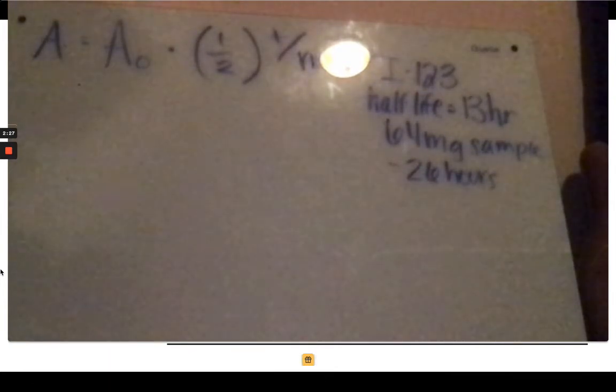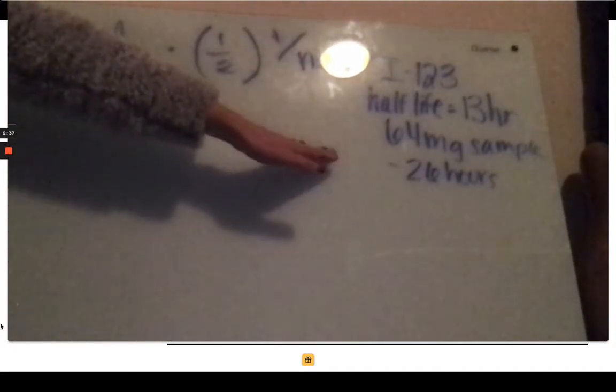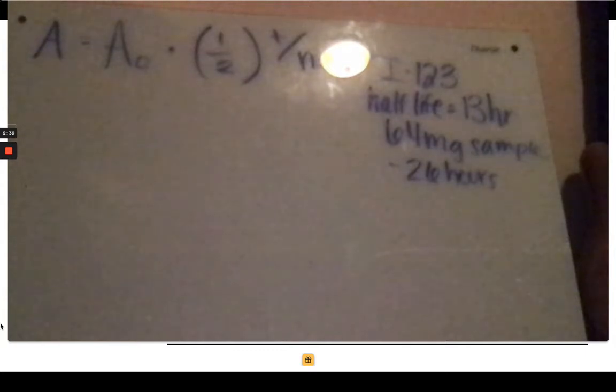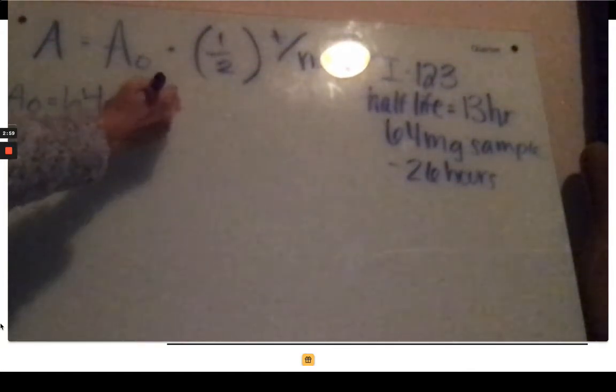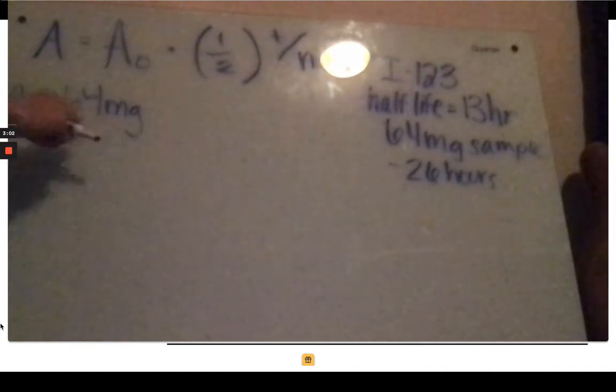So our first step, like we do with all math problems, is we are going to identify what our different variables are. So I told you that I-123 has a half-life of 13 hours. It's a 64 milligram sample, and we're going to see how much time elapses after 26 hours. So when we are locating our initial amount, our A naught, is always going to be an amount in grams or milligrams. It's going to be how much we're starting with. And it tells us we have a 64 milligram sample. Okay, so our A naught, our initial value, is 64 milligrams.